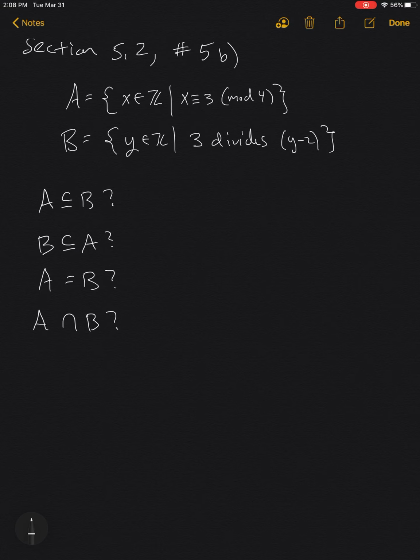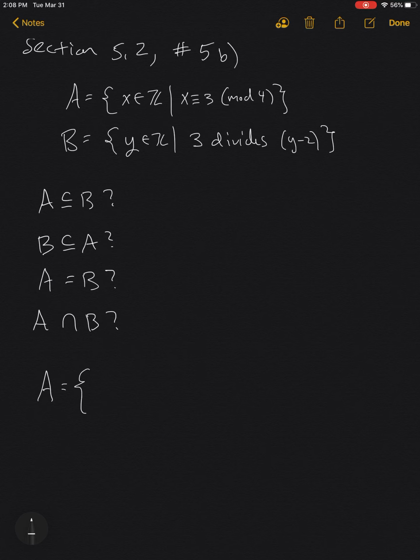So our two sets in question here are sets of integers. A is the set of all integers with the property that they are congruent to 3, mod 4. And B is the set of all integers with the property that 3 divides the integer minus 2. So before we answer these questions, let's maybe get familiar with these sets a little bit.